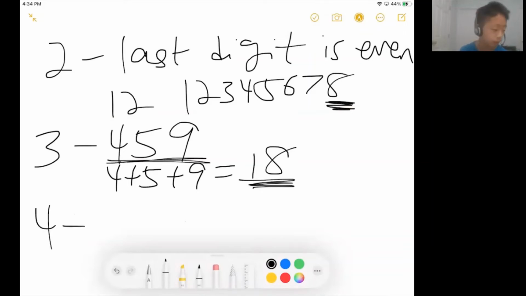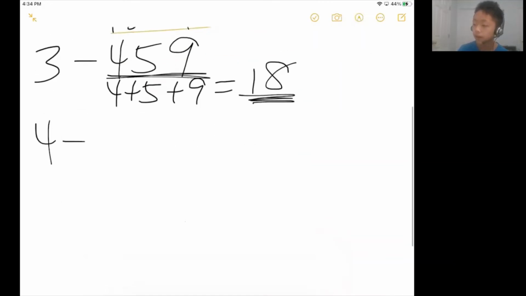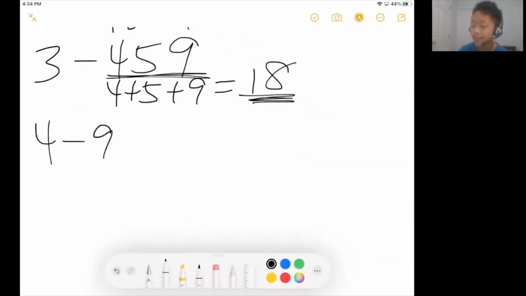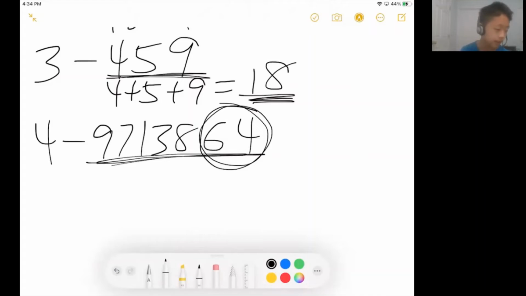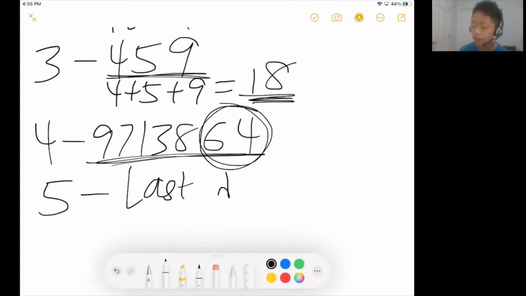For the divisibility rule for 4, you take a look at whether the last 2 digits are divisible by 4. For example, if you have the number 9713864, you take the last 2 digits, which in this case is 64. You notice that 64 is divisible by 4, so you know this entire number is divisible by 4. That's the divisibility rule for 4. For 5, it should be pretty obvious: if the last digit is 0 or 5, then it's divisible by 5.